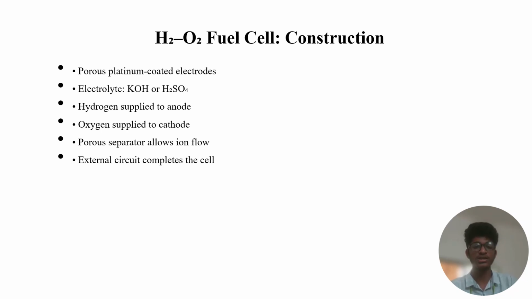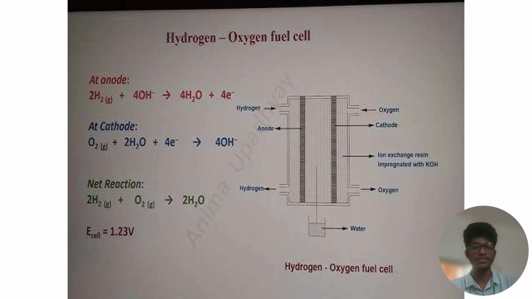Next, we see the diagram and reactions. This is the H2O2 fuel cell with a neat labeled diagram. On the left side, hydrogen is supplied to the anode. On the right side, oxygen is supplied to the cathode. In the middle of these electrodes, water is added, with an ion exchange resin and KOH. You can use either H2SO4 or KOH.